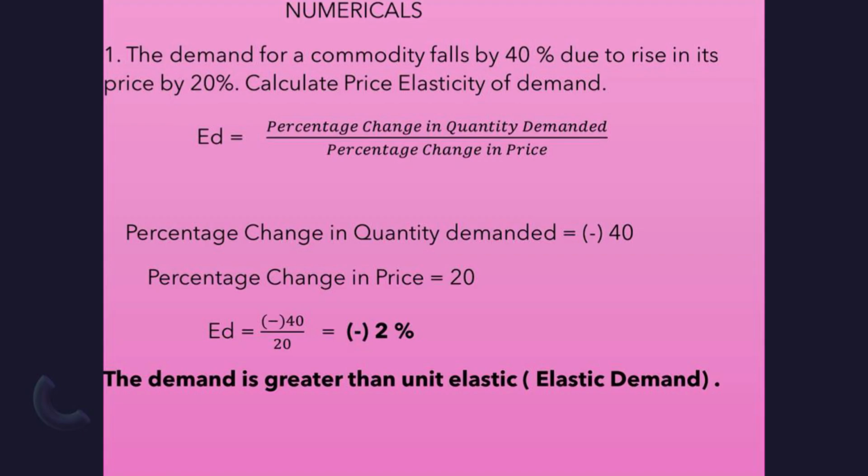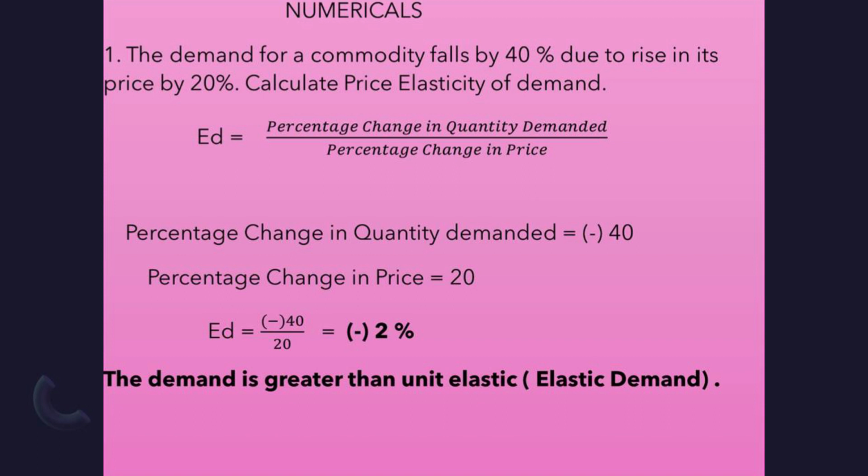Let us have a look at the numerical question. Let's say the demand for a commodity falls by 40% due to a rise in its price by 20%. Now we have been asked to calculate the price elasticity of demand. As we all know, elasticity of demand is calculated by the percentage change in quantity demanded divided by the percentage change in price. And in this question, we already have the percentage change in quantity demanded and the percentage change in price as given in the question, 40% and 20%.